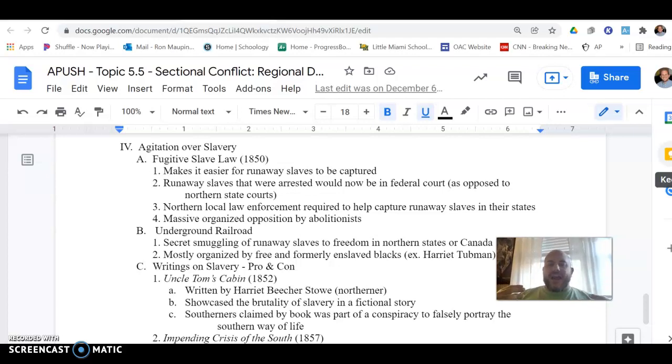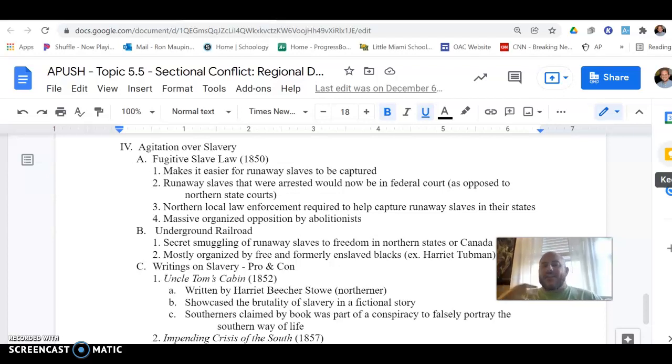So understand that this is something that's going to inflame the South. The idea being is, from a Southern perspective, the Underground Railroad is a conspiracy by the North to destroy their way of life. And of course, the Fugitive Slave Law in the North is viewed as the Southern way of life being imposed on them as Americans.